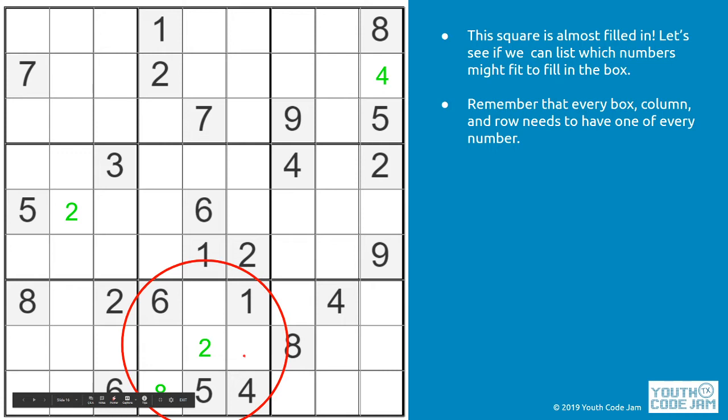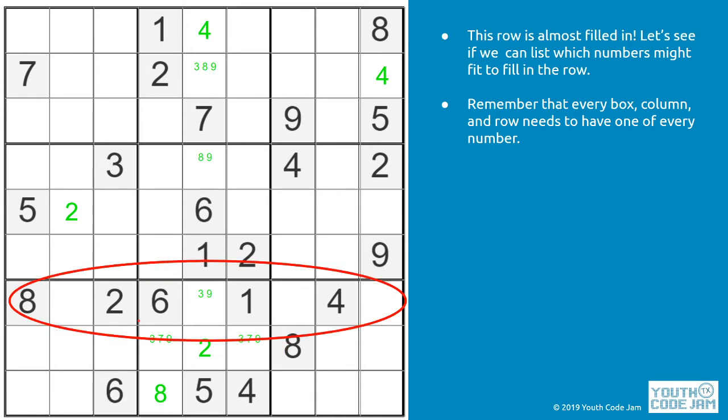Now let's take a look at this row. This row has a lot of numbers in it. It's almost filled in. Let's see if we can list which numbers might fit to fill in the row. So in this row, we already have a 1, and we already have a 2, but we don't have a big 3 yet. Let's see. This square could be a 3, this square could be a 3, this square could be a 3, this square could be a 3. So they all could be 3s, but maybe not. So let's add in our little 3s just to show that.